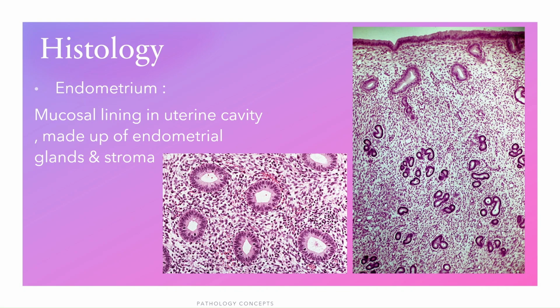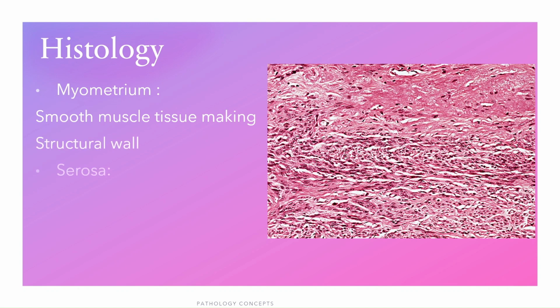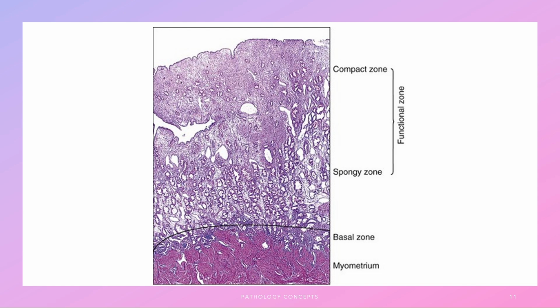Now let's learn about histology. The histology of the uterus is divided into three parts: endometrium, myometrium and perimetrium. The endometrium is the mucosal lining of the uterine cavity, which is made up of endometrial glands and stroma. Myometrium is smooth muscle tissue which makes the structural wall of the uterus, and serosa consists of loose connective tissue in the outermost layer of the uterus. The endometrium has two different parts. First is the basal zone and second is the functional zone. The functional zone is subdivided into spongy zone and compact zone. During menstruation, the functional zone is shed in the menstrual blood.